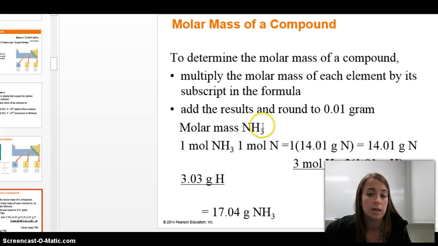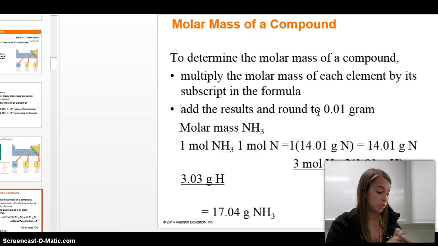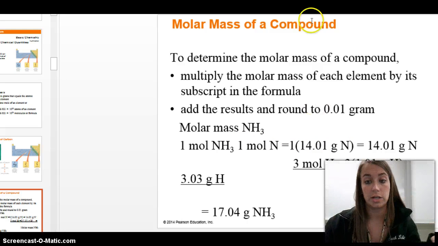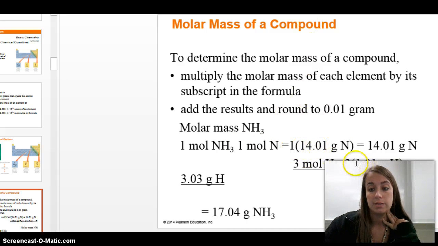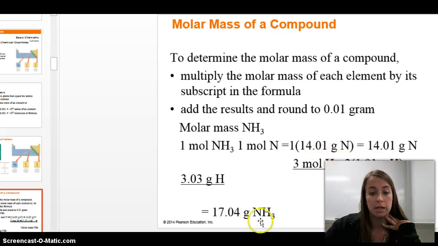So take NH3, for example. You would have to find the mass of 1 mole of nitrogen atoms, plus the mass of 3 moles of hydrogen, and add them together. 1 mole of nitrogen is 14.01 grams. We just got that from the periodic table. The mass of hydrogen is 1.01 grams. So we do 3 times that and add it all together, and you get 17.04 grams of NH3.